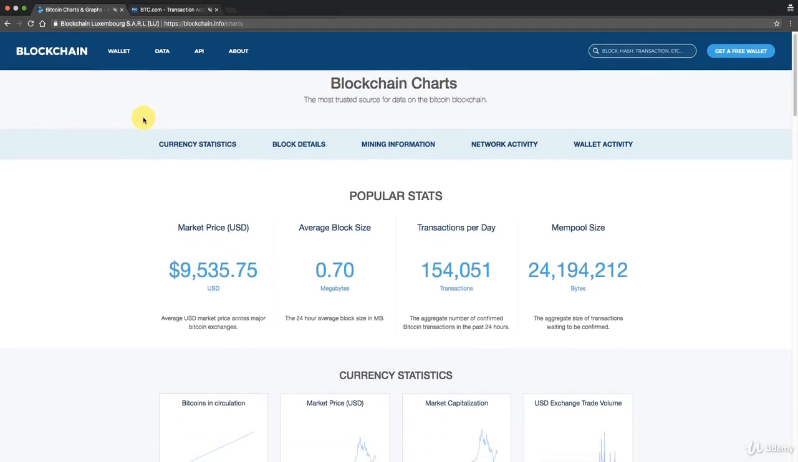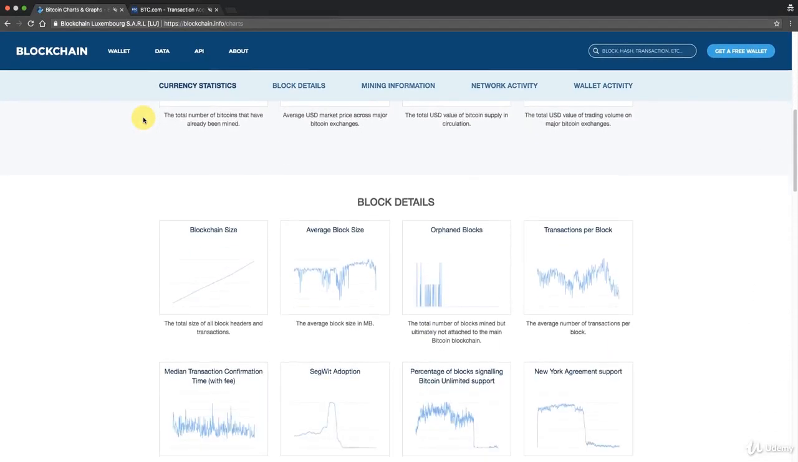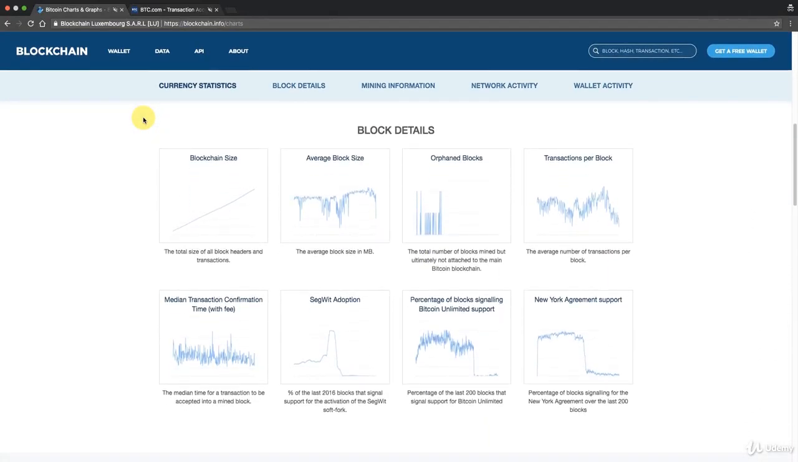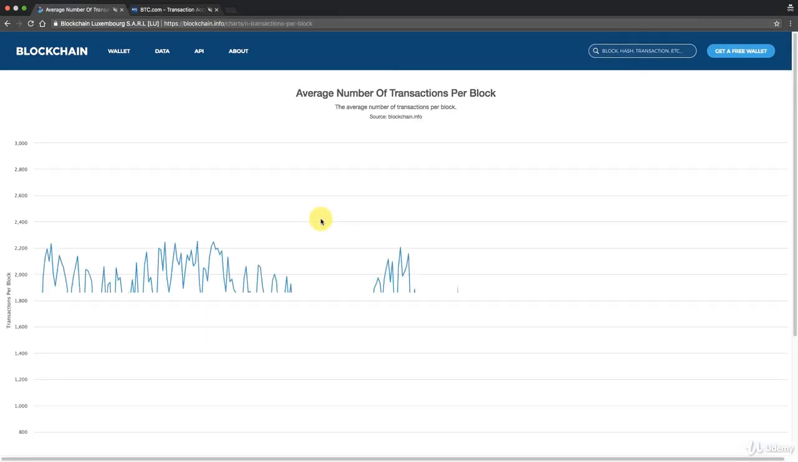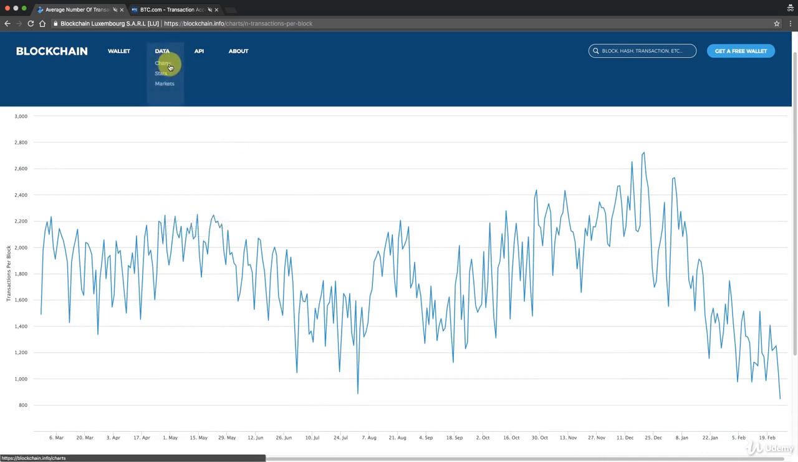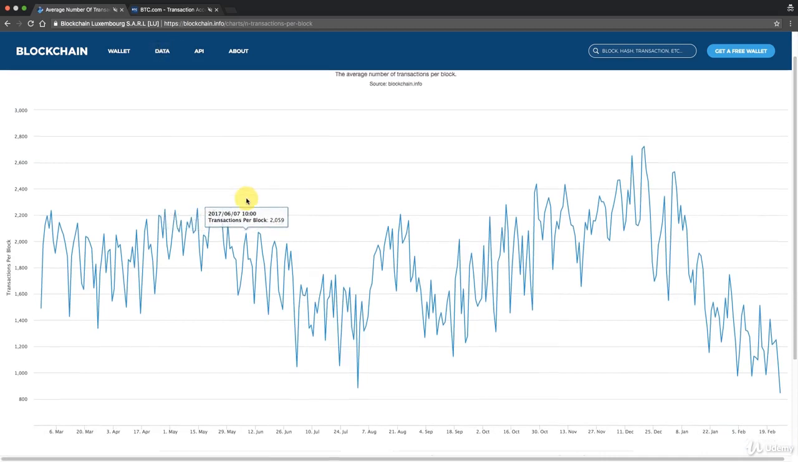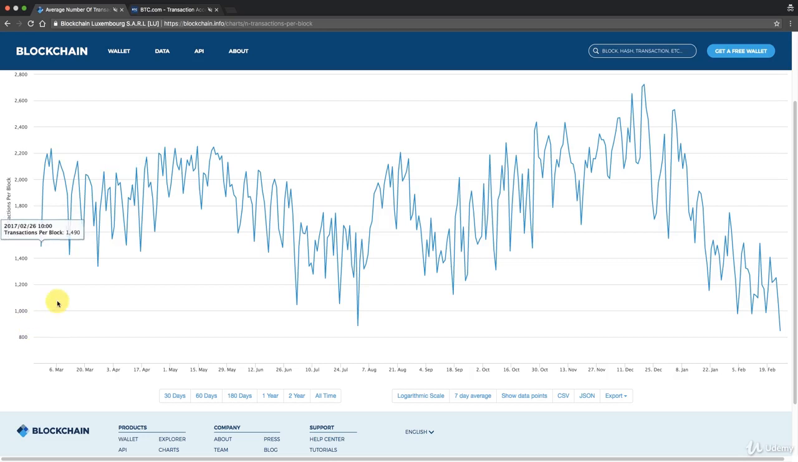So this is blockchain.com again. And what did I want to look at? All right, so let's look at transactions per block. Interesting chart here. Again, this is if you go to data and you go to charts. So transactions per block, this is for the past year.